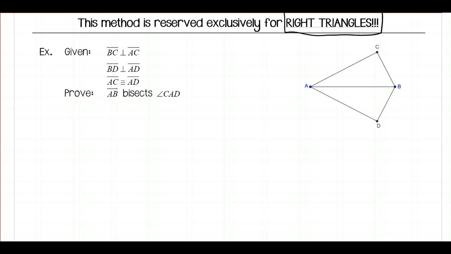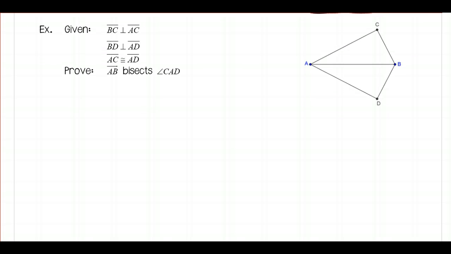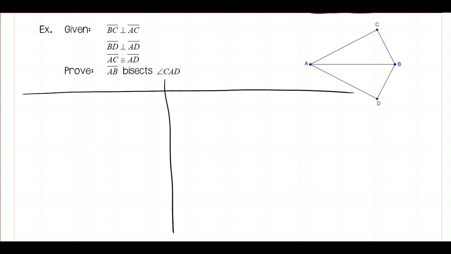All right, so first example, if you want to pause it, feel free and see if you want to work through. I would really recommend for this one that you kind of just follow along and then maybe pause it and try and do the second one on your own. So let's draw our table here. We've got our statements and our reasons, and we're going to put in our given information.